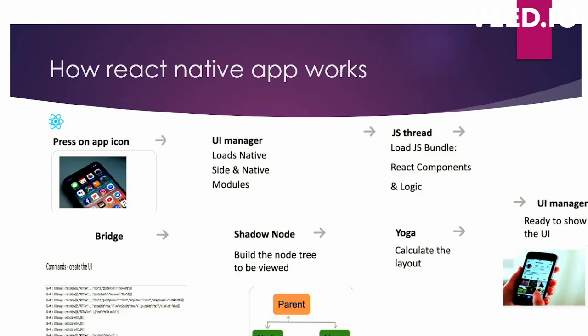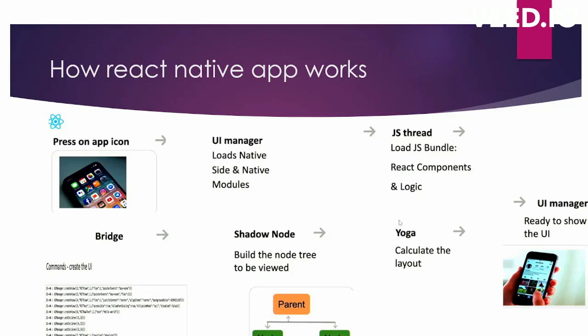So the UI thread will send a JSON message to the bridge, and the bridge will do all the serialization and deserialization and send the messages to the JS thread, and similarly the JS thread will send a JSON and receive a JSON. So this interaction happens between the UI manager and the JS thread. Okay, so the bridge is the main mediator, the main component here in React Native, which will help in the interaction between the UI thread and the JS thread.